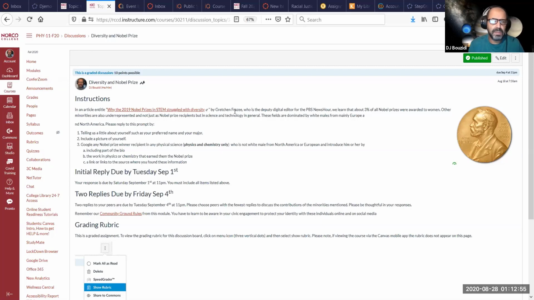And by Friday, September the 4th, you're supposed to reply back to your peers. You need 2 replies. Please choose peers who did not really have much contribution, especially the people who came late, because the person who posts first will have a lot of replies because everybody sees his or hers, and the person who submits last will have nobody interacting with him or her. So try to look through and see which person did not have much interaction and try to interact with him or her. That way you build communication skills with people.